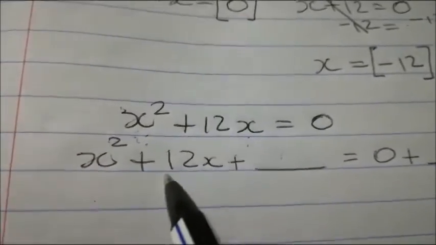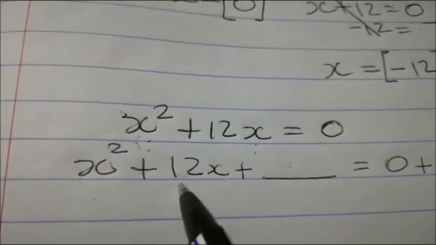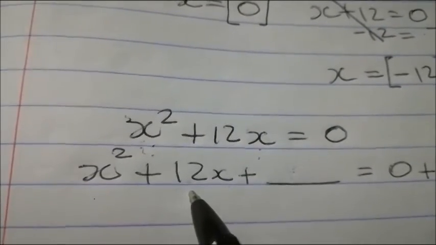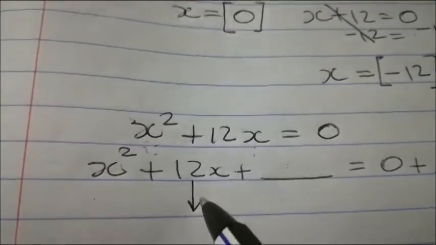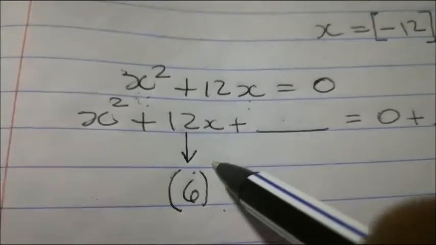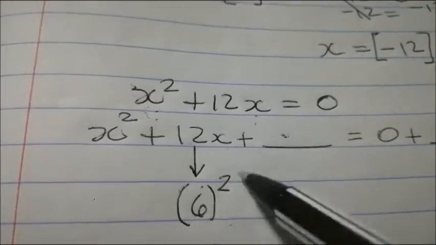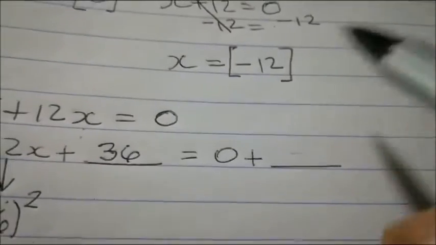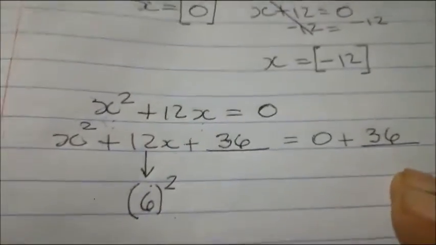Now we have the coefficient of x. This 12 is a coefficient of x. Coefficient simply means a number, right? So the number before x is going to be halved. So it becomes 6. And then we square the 6 and put the value here. What is 6 squared? 6 multiplied by itself, we get 36 over here. We also have to add 36 over here to balance the equation.